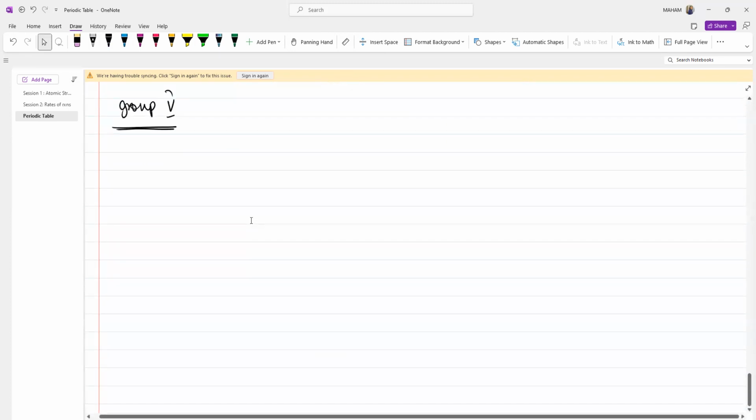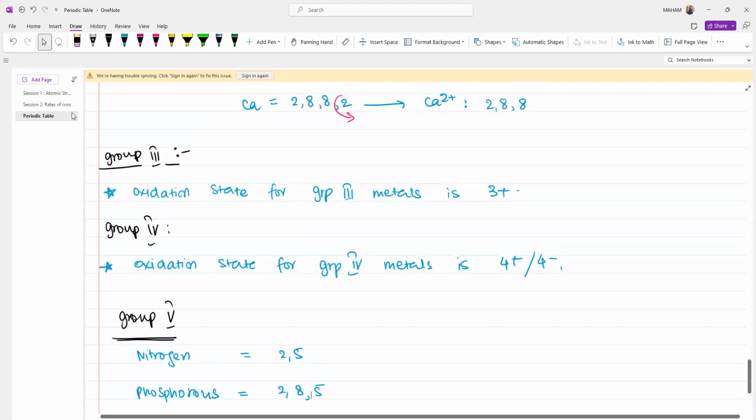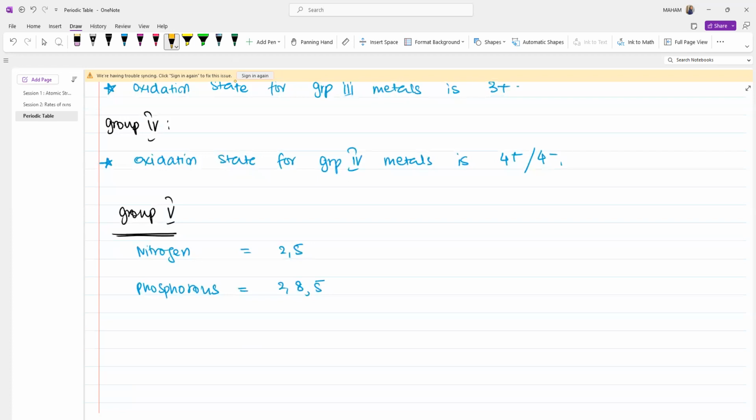This has a big chunk of information. So when we talk about group 5, there is nitrogen in group 5. There is phosphorus in group 5. The electronic configuration for nitrogen is going to be 2, 5. For phosphorus is going to be 2, 8, 5. So when you move to group 5, the oxidation starts getting to a negative number, right? So basically here, what do you think? 5 electrons are going to leave, or it might just take in 3 electrons to complete its octet?